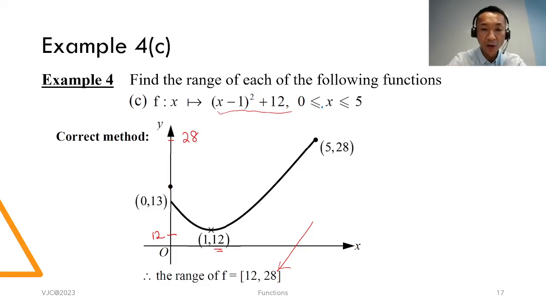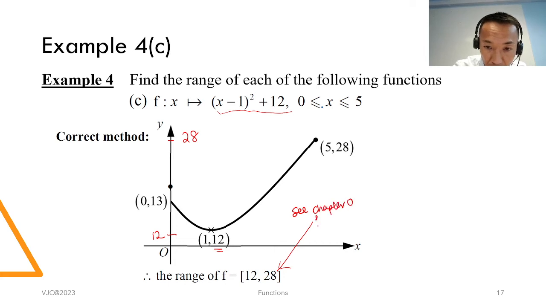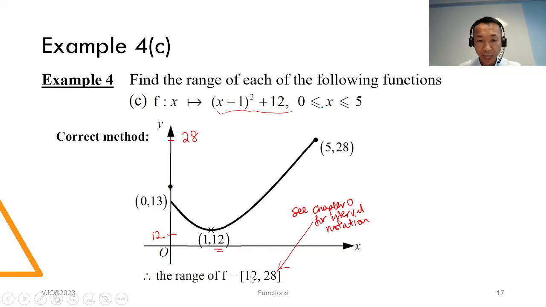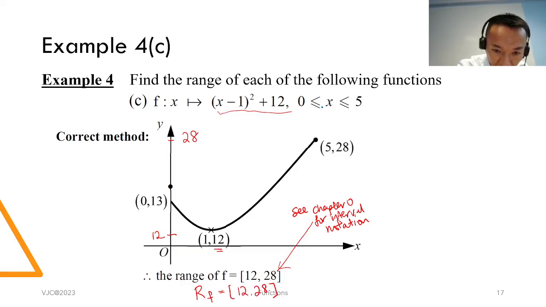Right? So therefore, you will refer to chapter 0 in terms of notation, see chapter 0 for interval notation. You want to include 12 all the way to 28. So a short way of writing it sometimes is the range of f is equal to [12, 28]. You can also do that.